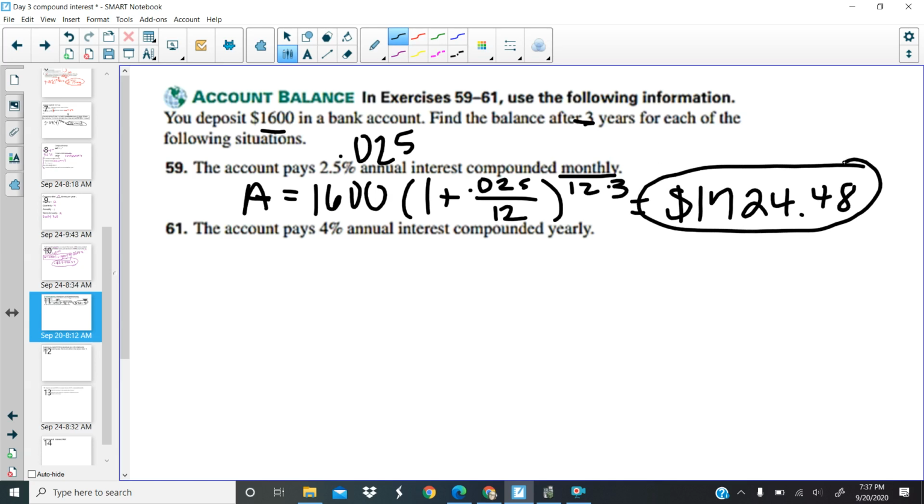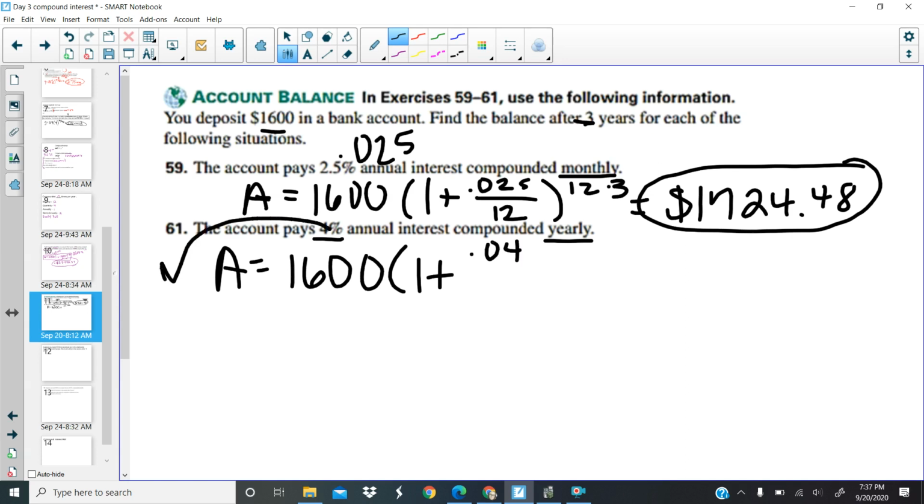So then you want to do another one where it's compounded at 4% yearly. So you're going to have A equals 1,600, because that was our initial amount still, times 1 plus our new decimal for percent is going to be 0.04, because 4% would be 0.04 as a decimal, divided by, if it's compounded yearly, then it's only compounded 1 time per year, raised to the 1 times the 3 power, because the time is 3 years.